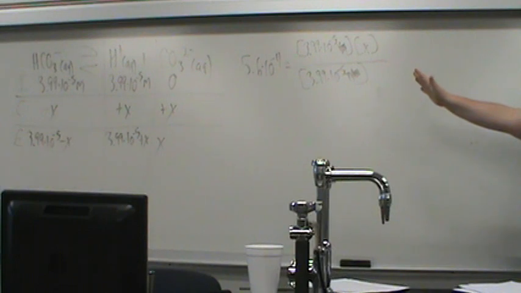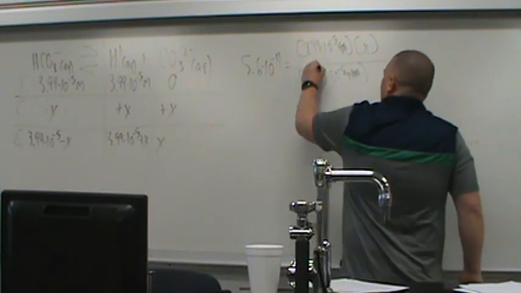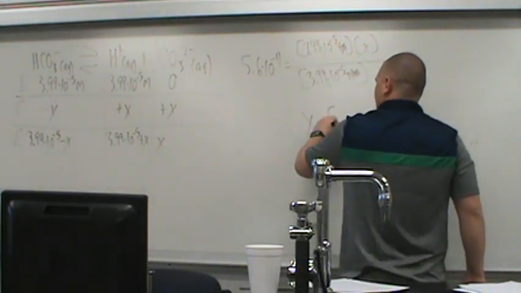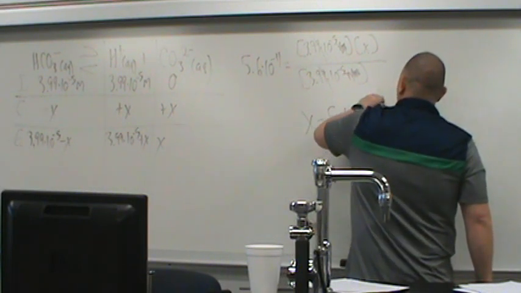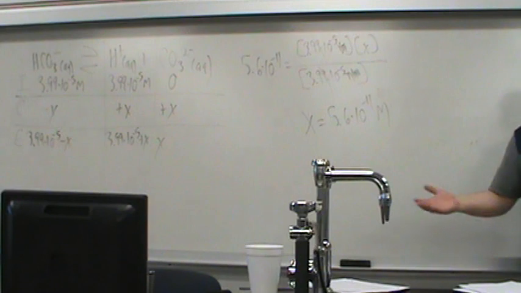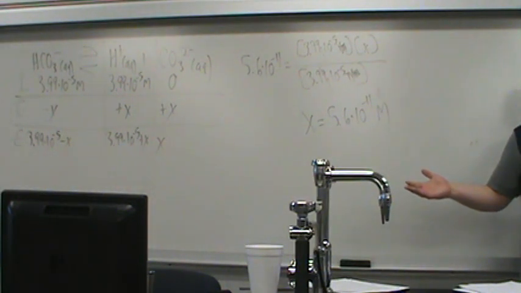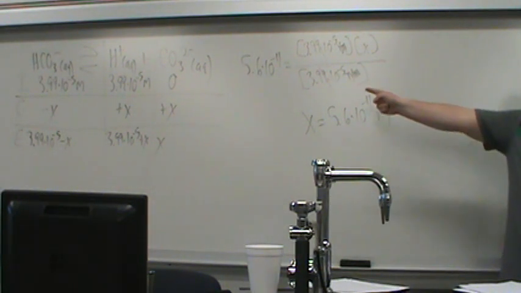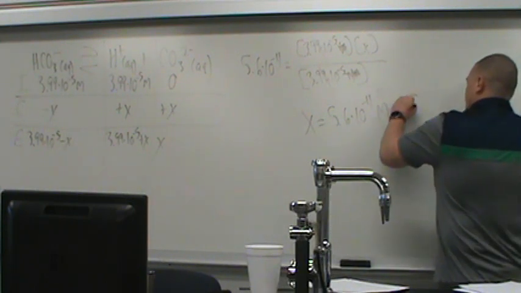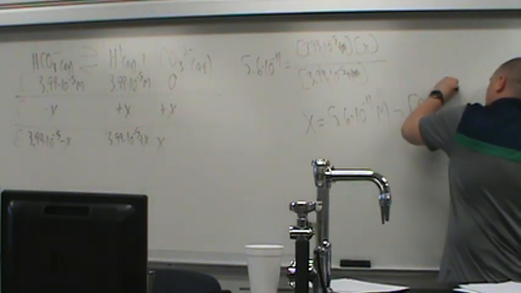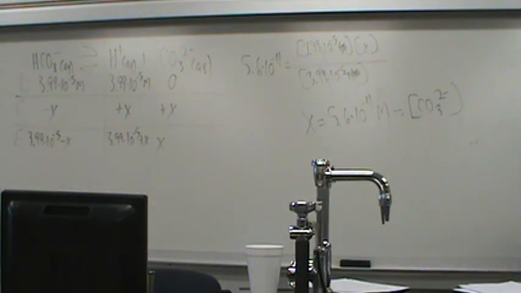Does everybody see that? All right, so X is equal to 5.6 times 10 to the negative 11 molar. The only thing that we have X on at equilibrium is the carbonate ion. So that is our carbonate ion's concentration.